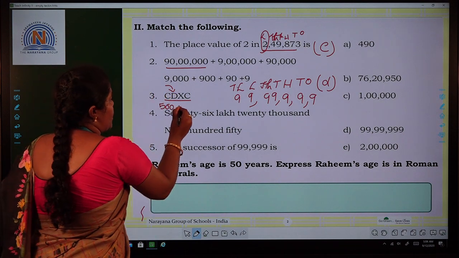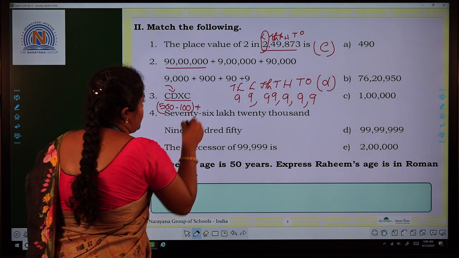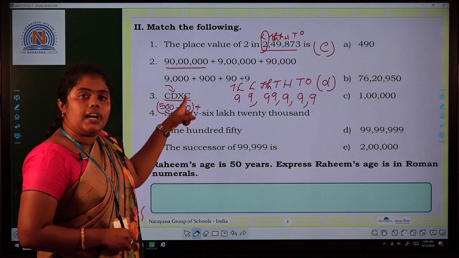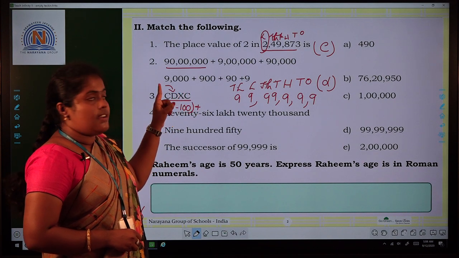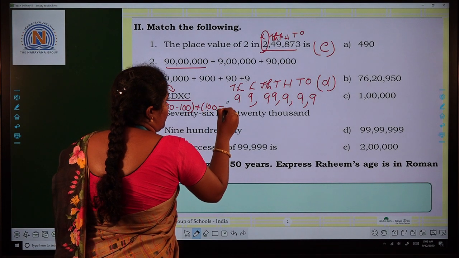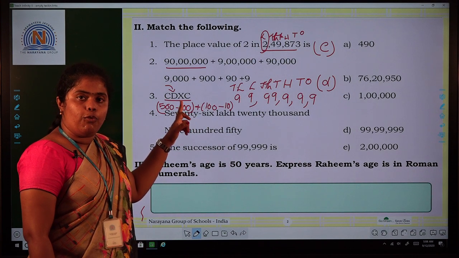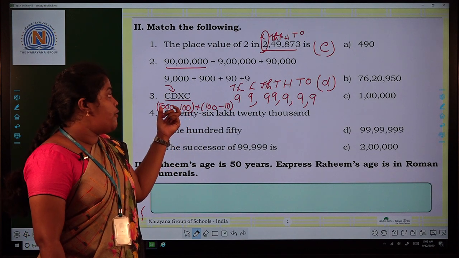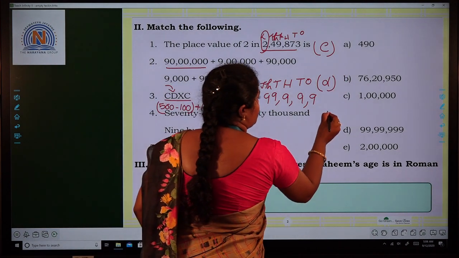So we have to do the subtraction of 100 and place the symbol plus. Next, here also same rule. X is the smallest symbol compared to C. C is the biggest symbol. It stands for 100. X is 10 only. So we have to do the subtraction of 100 minus 10. 500 minus 100 is 400, plus 100 minus 10 is 90. So we have to add 400 plus 90, that is 490. Where is the option? Here.